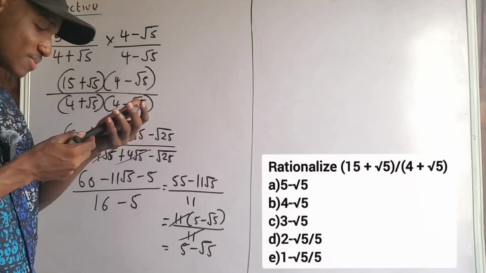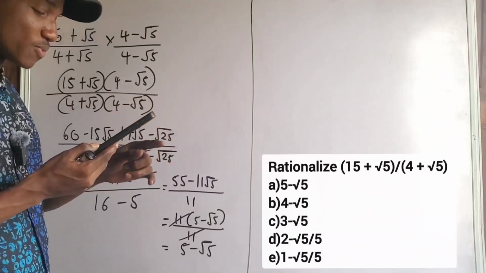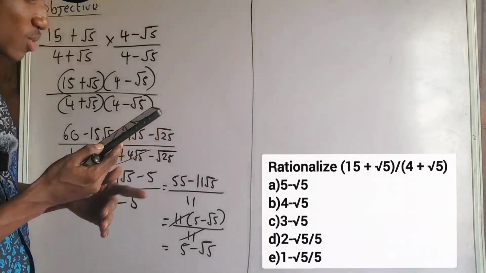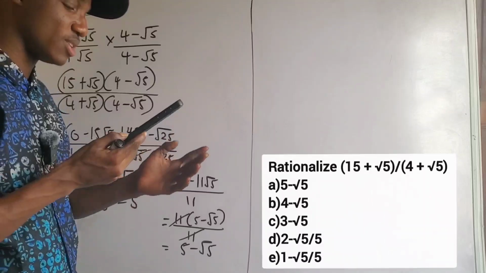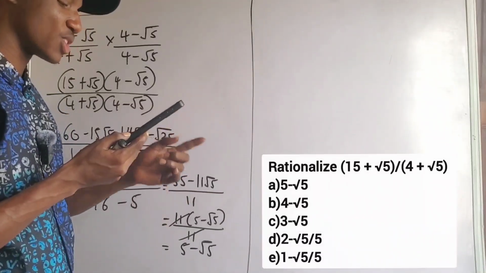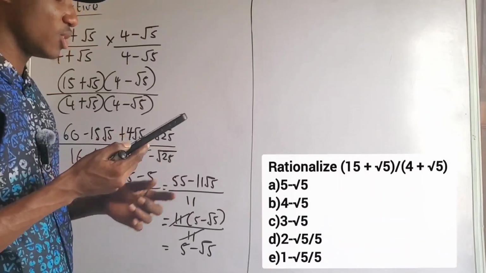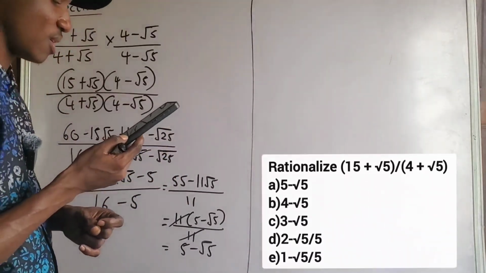So the correct option to that question is option A. Option A is correct. Option A is 5 minus root 5. Option B is 4 minus root 5. Option C, 3 minus root 5. Option D, 2 minus root 5 over 5. Option E, 1 minus root 5 over 5. So correct option is option A.